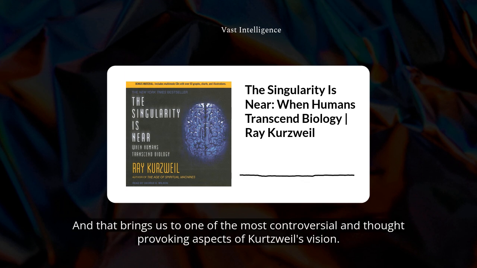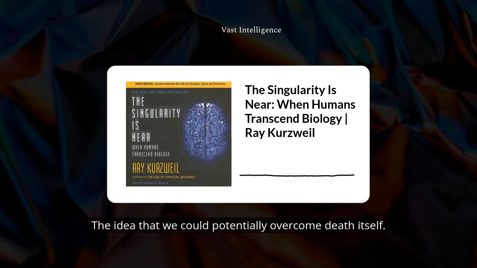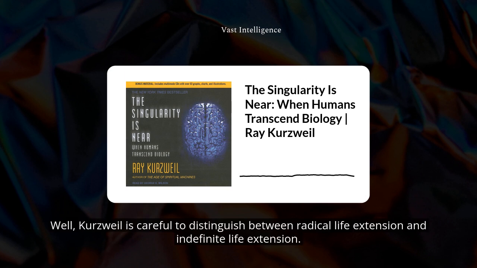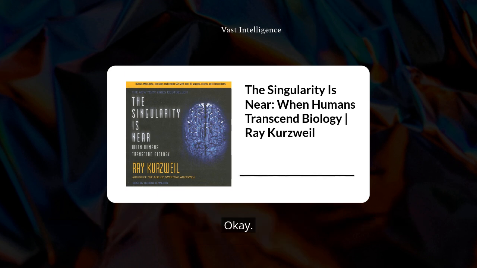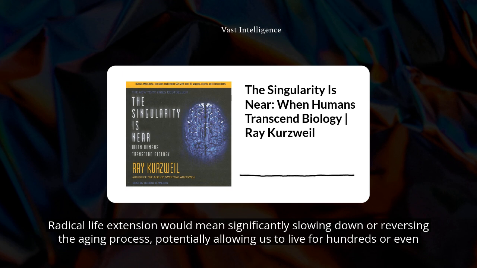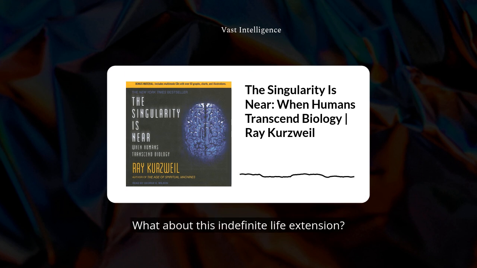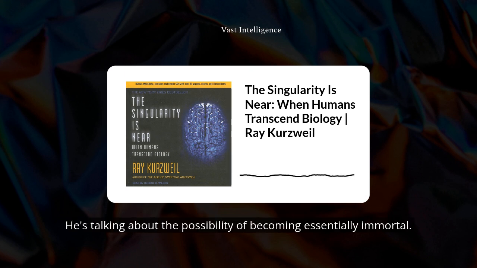And that brings us to one of the most controversial and thought-provoking aspects of Kurzweil's vision, the idea that we could potentially overcome death itself. Hold on a second. Are we talking about immortality? Well, Kurzweil is careful to distinguish between radical life extension and indefinite life extension. Okay. Radical life extension would mean significantly slowing down or reversing the aging process, potentially allowing us to live for hundreds or even thousands of years. Okay, that's already a pretty wild concept. Yeah. What about this indefinite life extension? That's where things get really interesting. He's talking about the possibility of becoming essentially immortal.